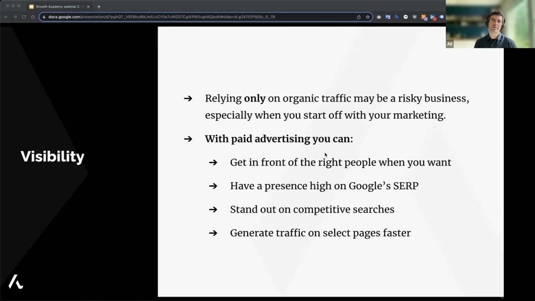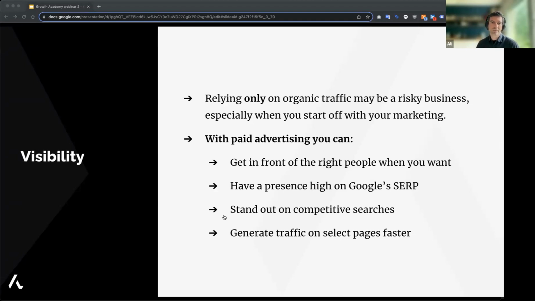Simply relying only on organic traffic may be risky business for companies, because as much as we can say organic is very good and generating organic traffic will be very sustainable for your business, every business will still need advertising, paid advertising.